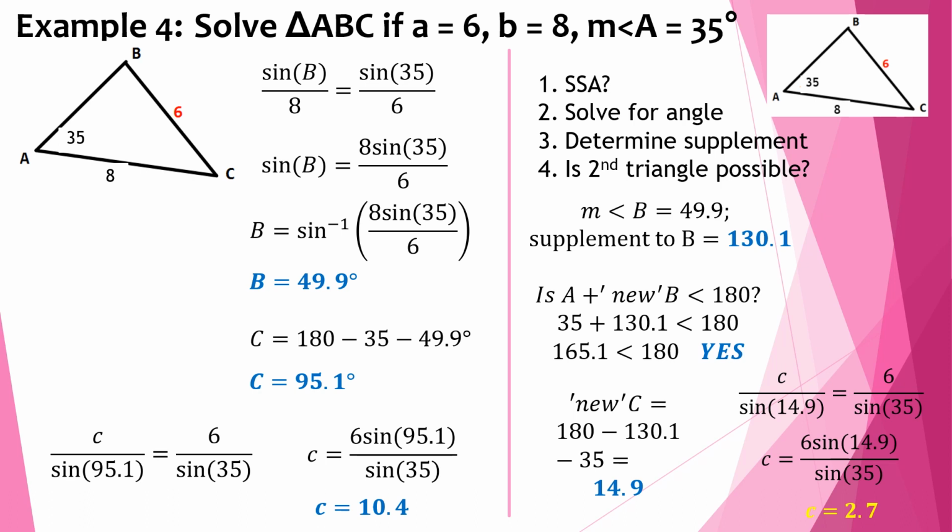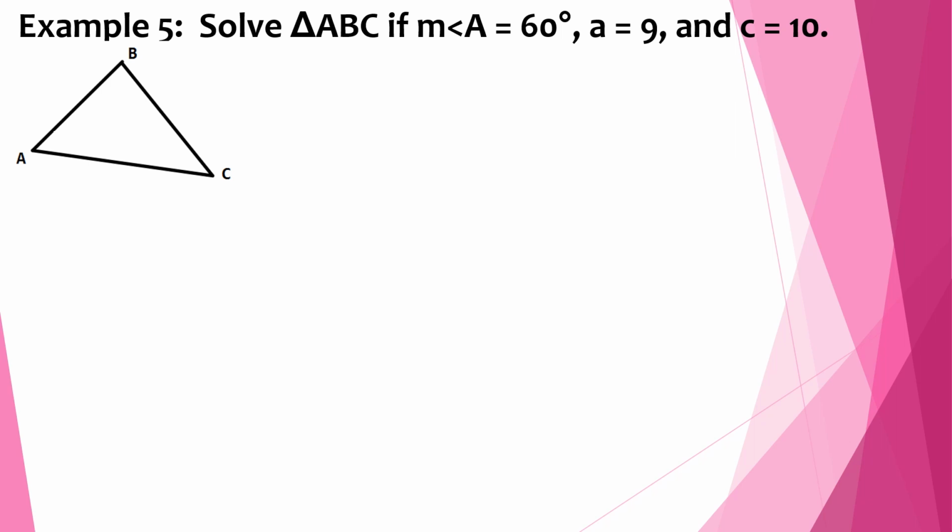We got a couple more to practice. All right, in our next example, we have triangle ABC. I put one up there for you. You can label as needed. The measure of angle A is 60 degrees. Side A is 9, and side C has a length of 10.